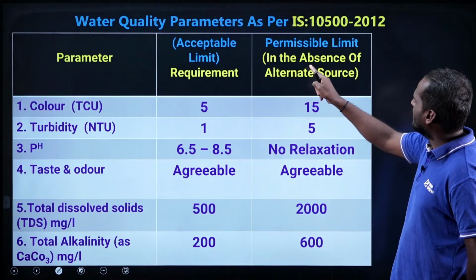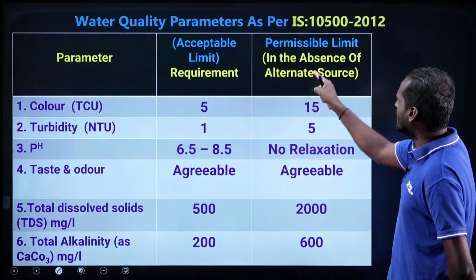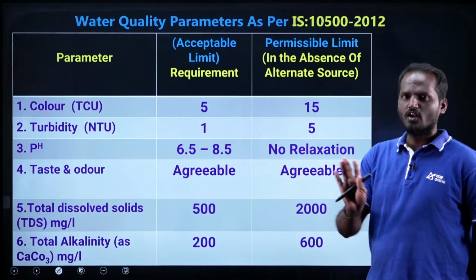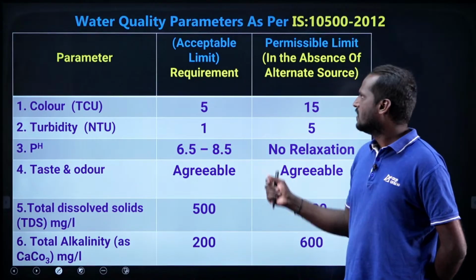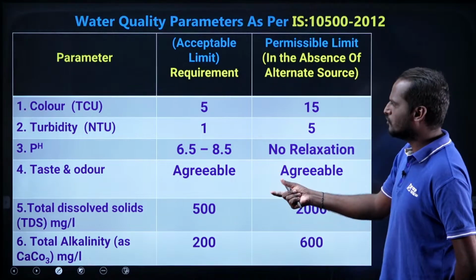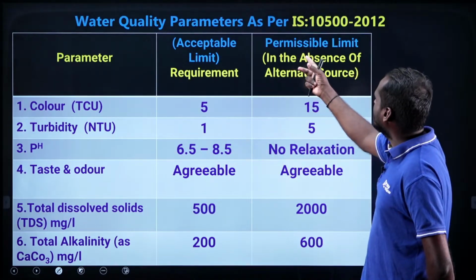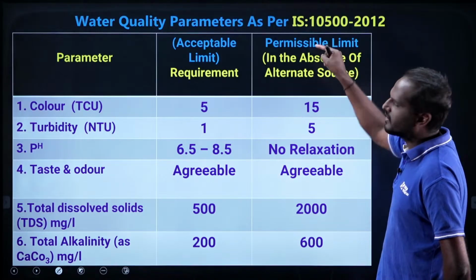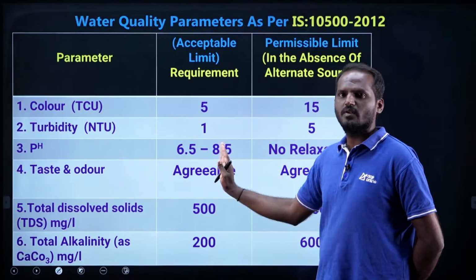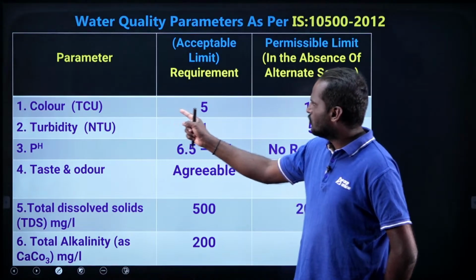Permissible limit in the absence of an alternate source. If you find this kind of wording in the competitive exam, then only take the permissible limit, otherwise don't take the permissible limit, right? They specify in the question itself. They may ask you any of these water quality parameters, its permissible limit in the absence of an alternate source, then only you write this limit, otherwise you need to give the acceptable limit only, right? Look at this, color TCU 5, 15.